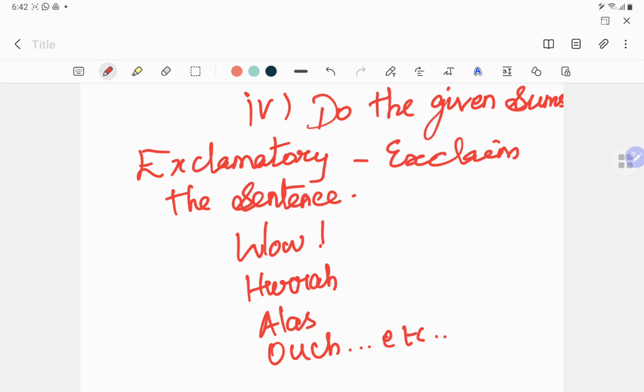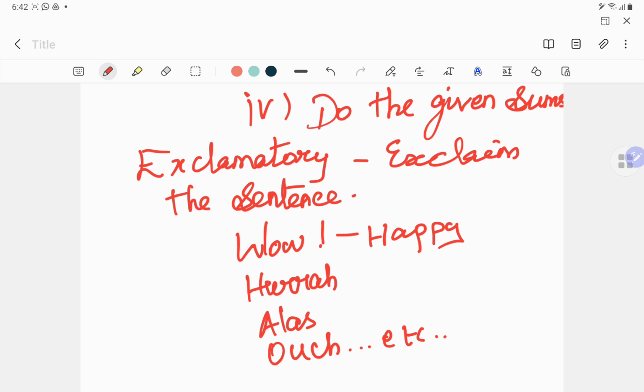So wow, what a beautiful Taj Mahal, like that. If you are going to exclaim, okay, you use the word wow only when you like that thing so much. So if it is a happy sentence, you want to use wow, okay. For example, wow, what a beautiful building, like that.